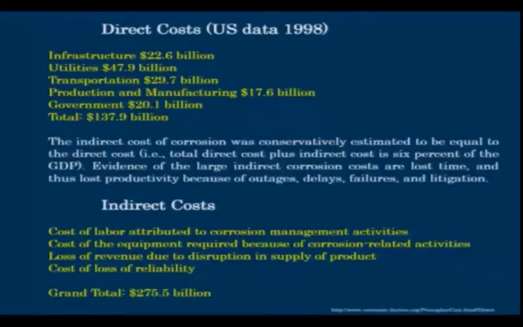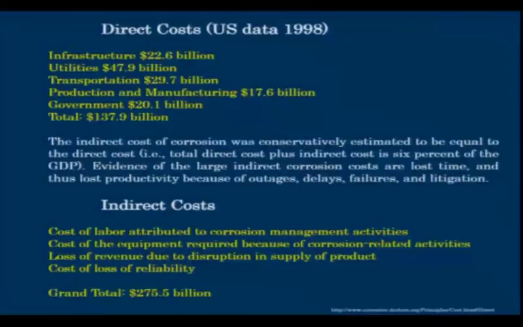Then cost of equipment required because of the corrosion related activities. For example, there is one corrosion protection system which is called cathodic protection or anodic protection. You need to monitor with instruments that how good is that particular corrosion protection. So, that also needs money.